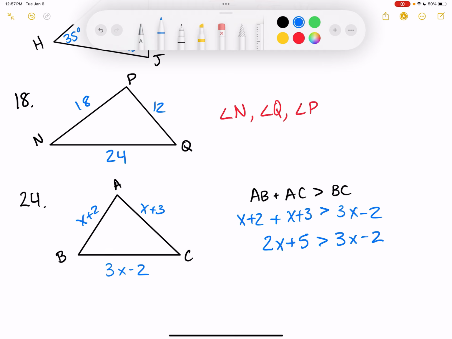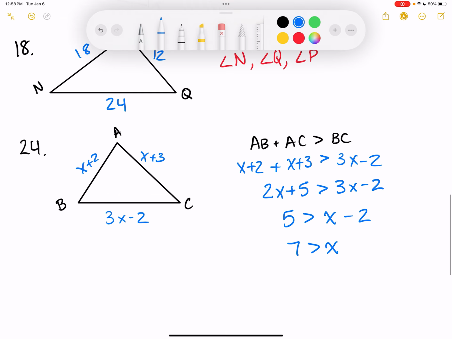I'm going to move this 2x over here by subtracting. So I've got 5 is greater than x minus 2. I'm going to add this 2 over here. So I have 7 is greater than x. Or we can rewrite this by flipping the whole thing and say x is less than 7. And so any value of x less than 7 would make our inequality true.